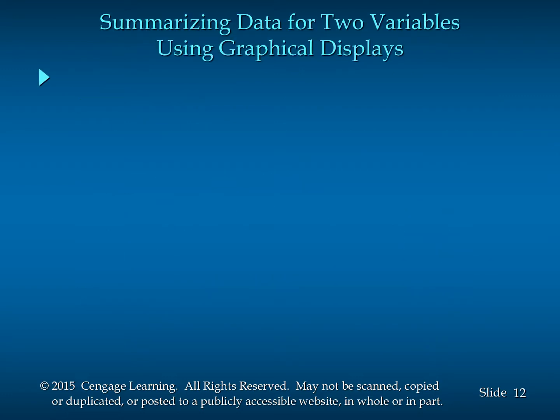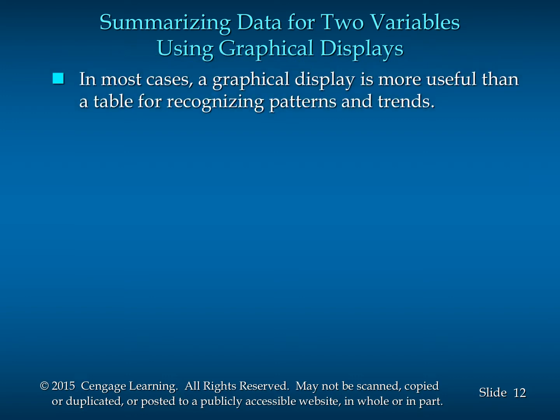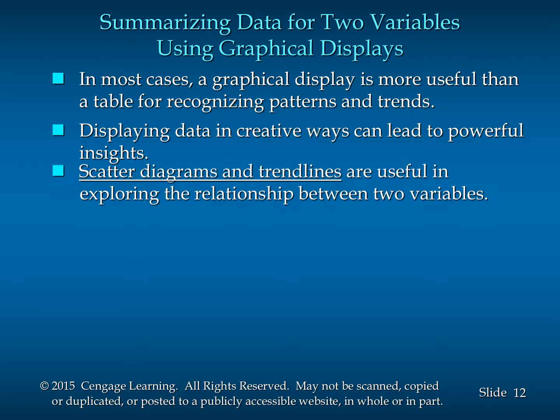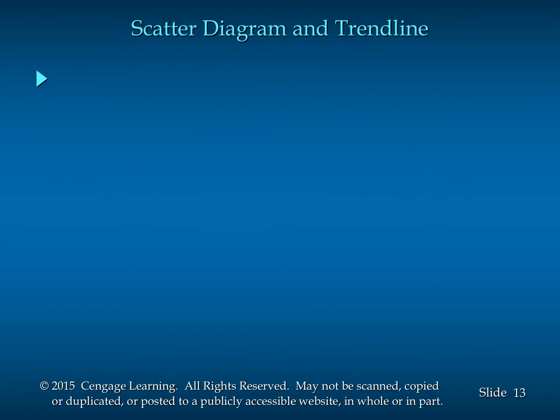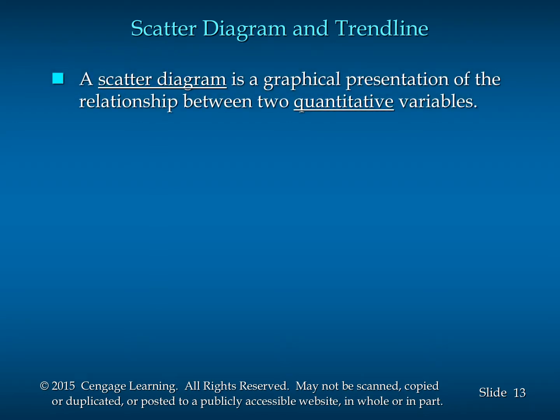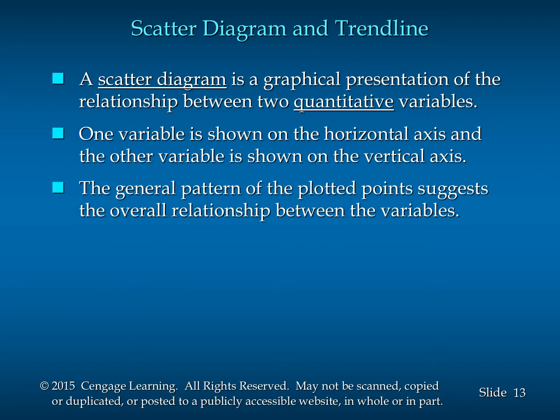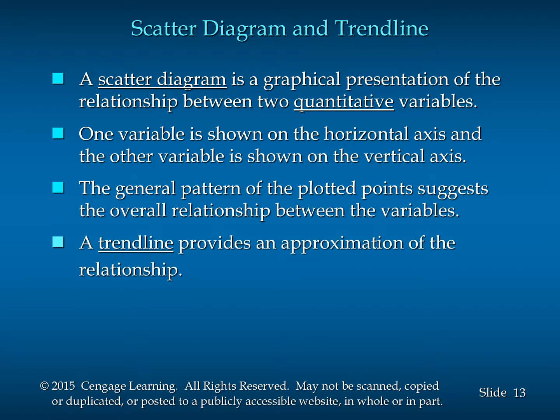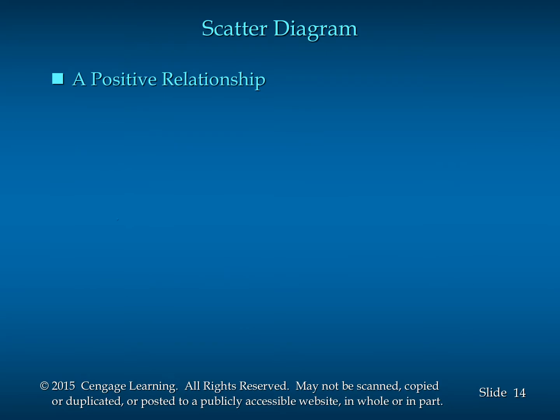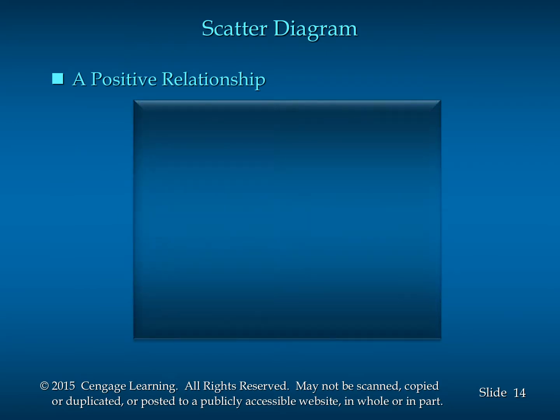We can also summarize data for two variables using graphical displays. In most cases, it's more useful than the table for recognizing the patterns and the trends. Scatter diagrams and trend lines are probably the most useful and most frequently used for summarizing two variables. A scatter diagram is simply that graphical representation of the data points with one variable on the x-axis and the other on the y-axis.